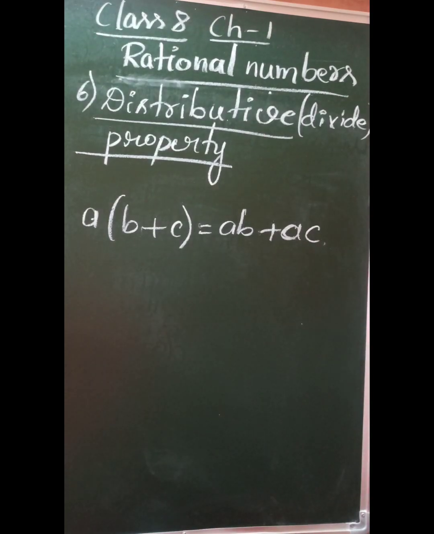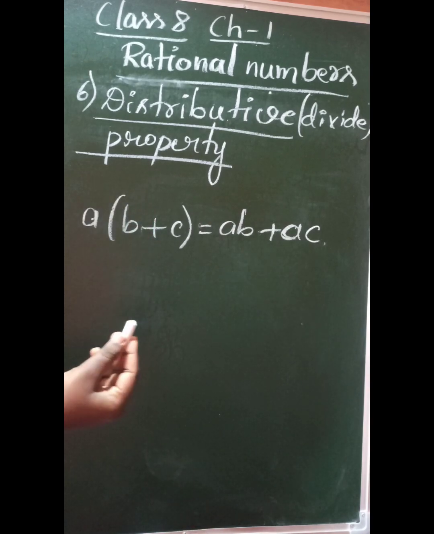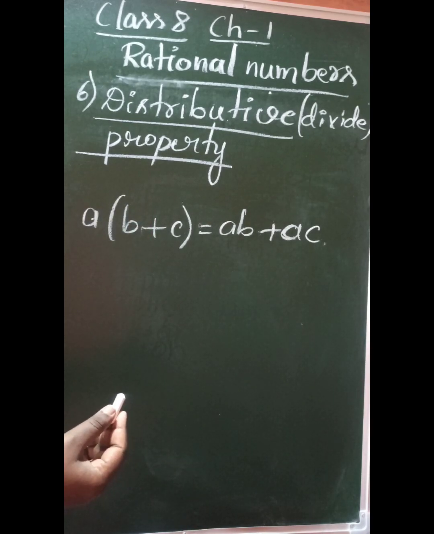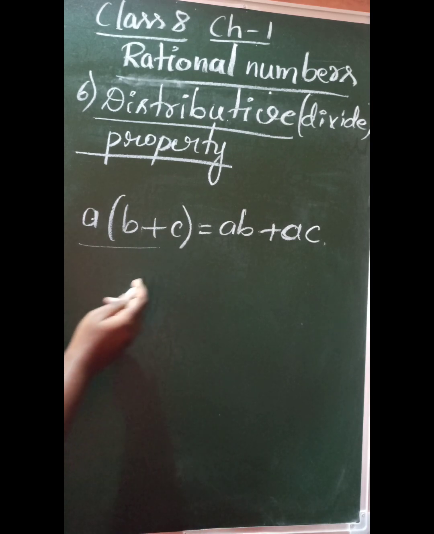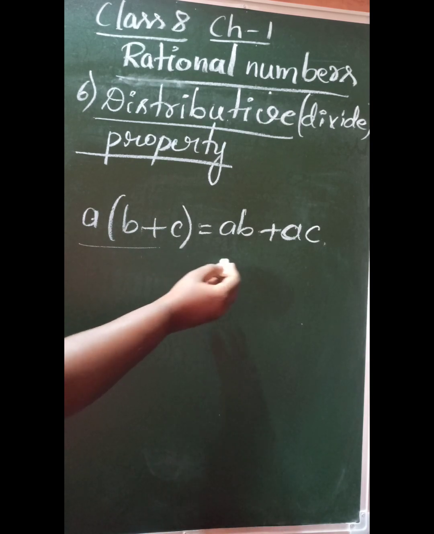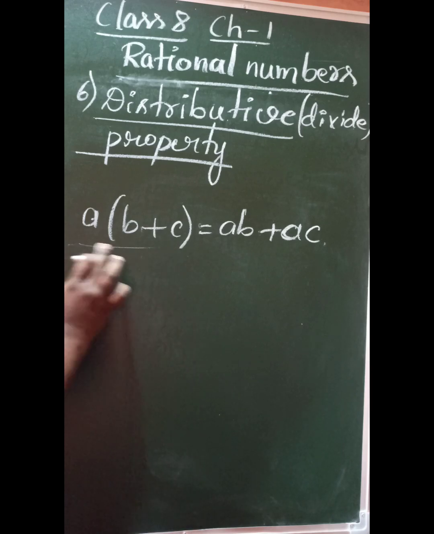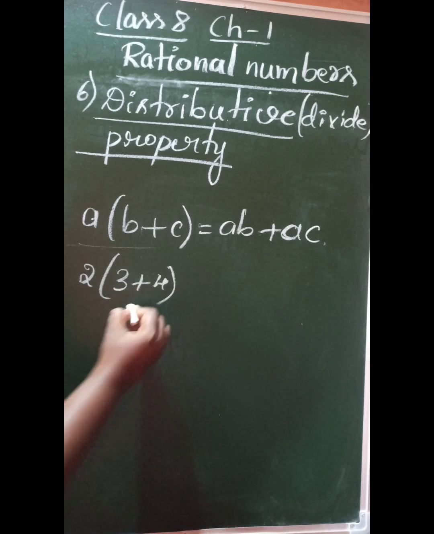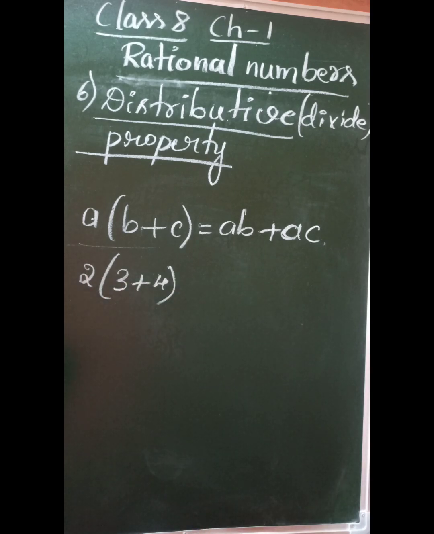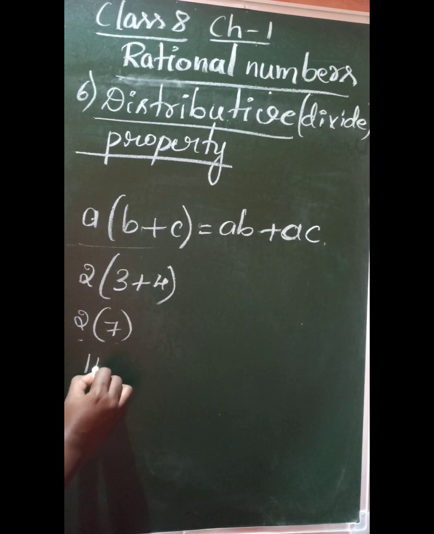The next type of property is the distributive property. Distributive is nothing but divide and solve the problem. The distributive property is a into (b plus c) equals ab plus ac. To know exactly, consider any numbers, that is 2 into (3 plus 4). First solve this without distributing. 3 plus 4 is 7, and 2 into 7 is 14.